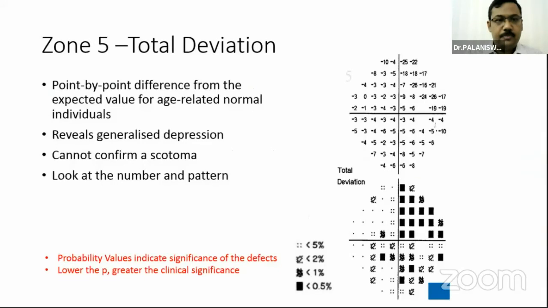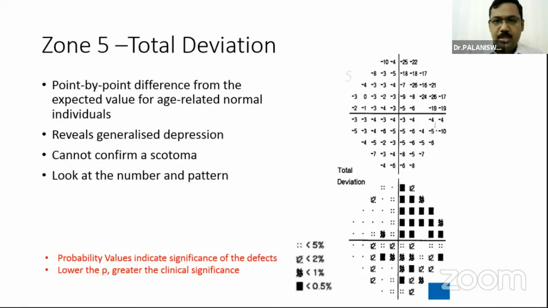Zone 5 and zone 6, that is total deviation and pattern deviation, are the most important graphs of the visual field. In total deviation, there is a point by point difference. That is, the values of the patient are compared with that of the age-related normal. So this reveals a generalized depression.